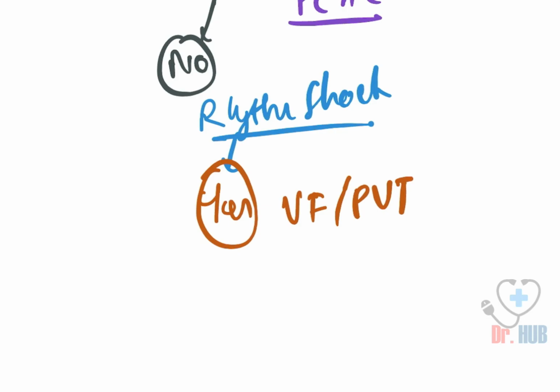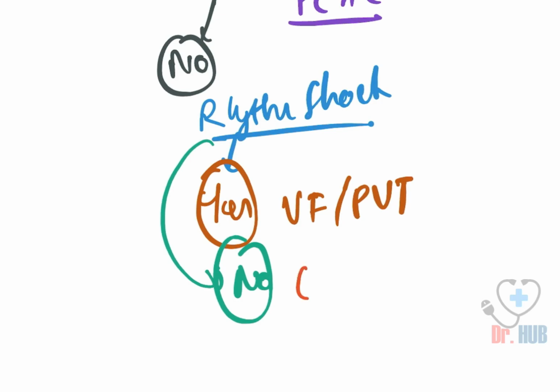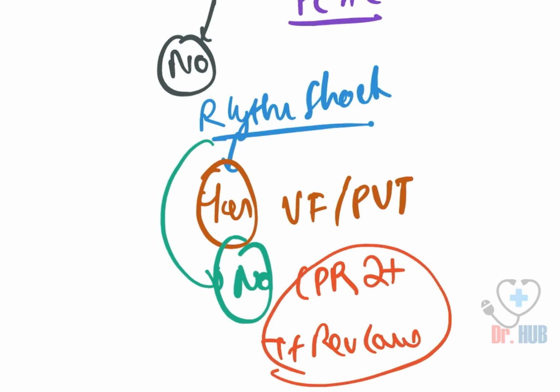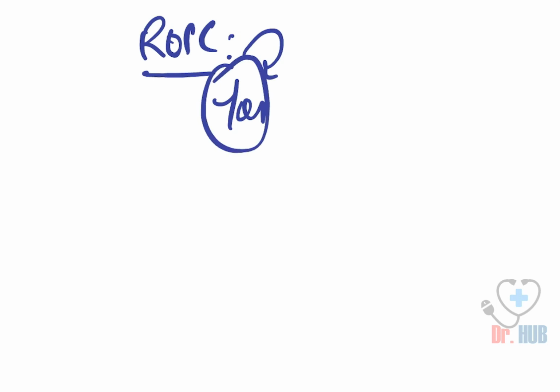Next, we look at the answer being no, that is, it is not shockable. So we check for CPR again. The CPR is done for 2 minutes along with treating the reversible cause. After this process, we look for the ROSC. Here again, in case it is yes, it is nothing but the post cardiac arrest care, that is the PCAC.